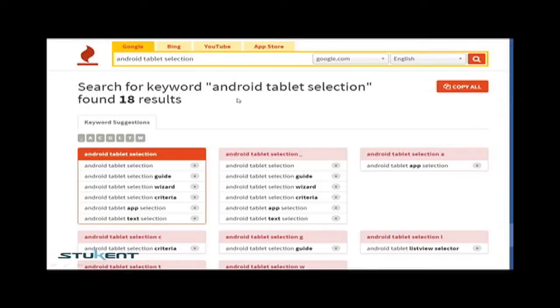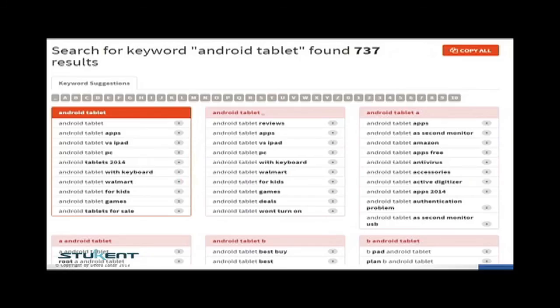So I've looked for Android tablet selection. And according to Keyword Tool IO, which lets you look at a number of different places for search, on Google, there's only about 18 suggested terms here, which is not a lot. Now we can't get a look at the traffic for these terms, but we can see how many terms are related to that. And so it's not a lot, so I'm thinking that probably that's not a good way to differentiate ourselves. But if I just look for keyword Android tablet, I get lots of different possible suggestions for keywords.